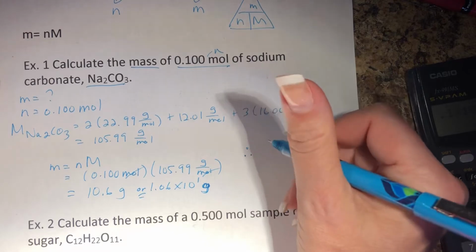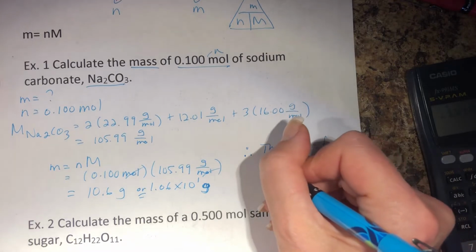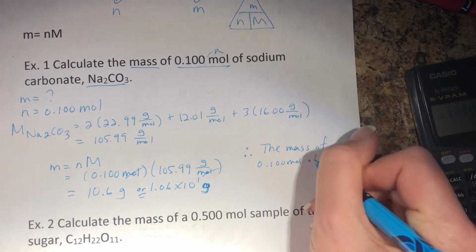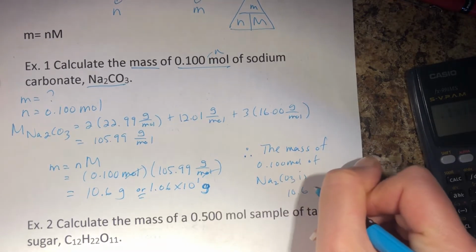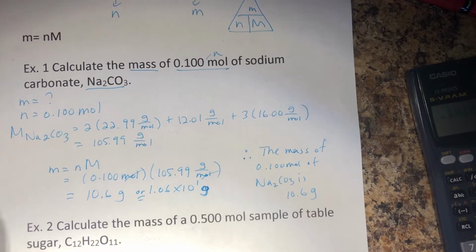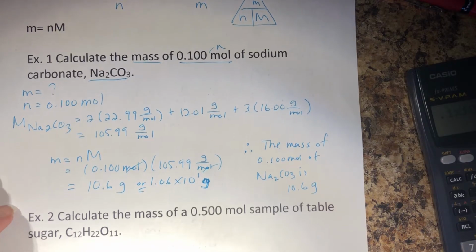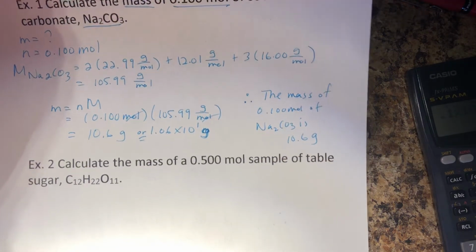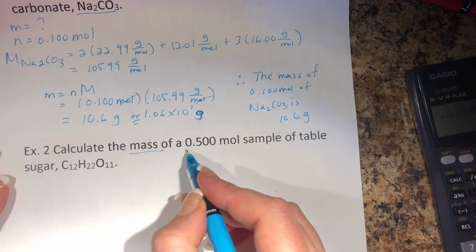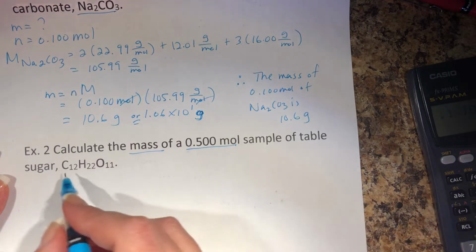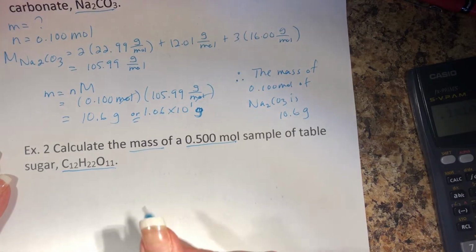Therefore, the mass of 0.100 mole of Na2CO3 is, I'll just stick to 10.6 grams, okay? All right. And one more example where you can do some practice. Example 2 says, calculate the mass of a 0.500 mole sample of table sugar, C12H22O11.